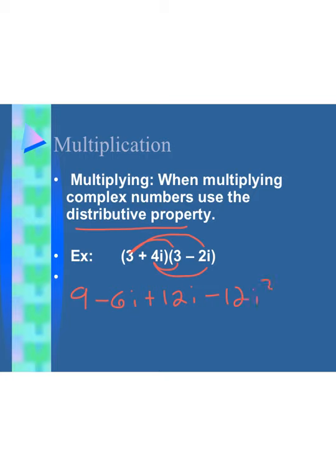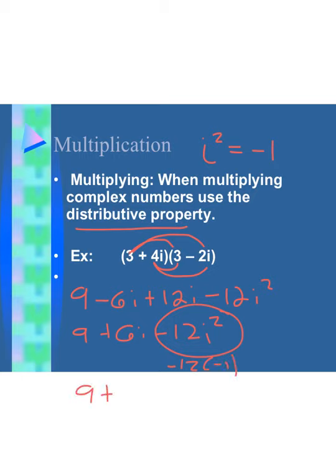When I combine like terms, we have 9 plus 6i minus 12i squared. Now, something very important to note here: because i is equal to the square root of negative 1, that means i squared is going to equal negative 1 itself. So for my last term, I do have an i squared, which means that this whole thing is going to end up just being negative 12 times negative 1, which ends up equaling a positive 12. So I have 9 plus 6i plus 12, and the whole thing will then simplify to be 21 plus 6i.